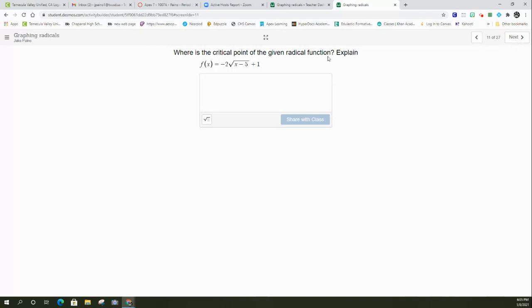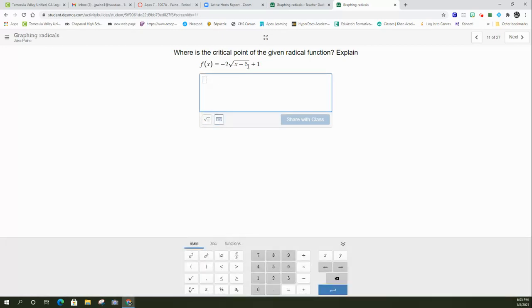Where's the critical point for this given radical function? Again, a is -2, that doesn't affect the critical point. So h is 5 and k is 1. So it's just (5, 1). Again, remember h is the opposite of what you see there, because the formula was x minus h. So it's not -5, it's +5, 1. To the right 5 spots, up 1 spot.